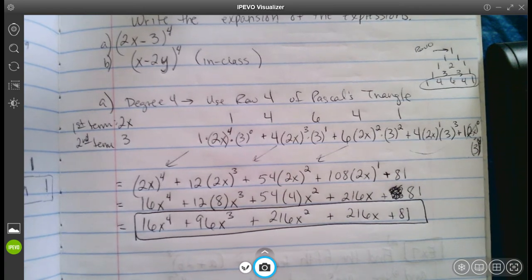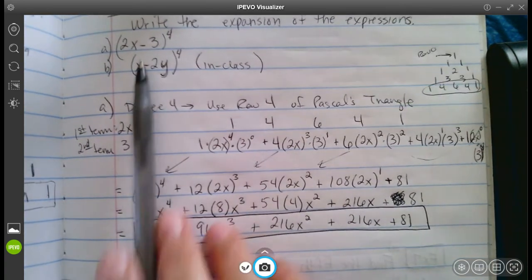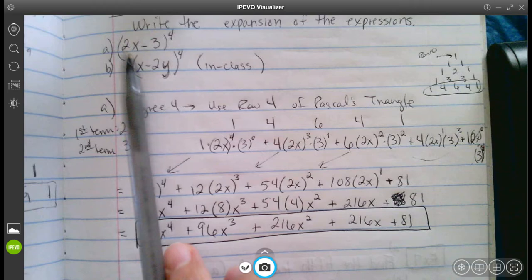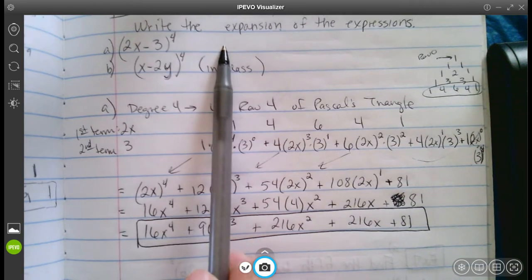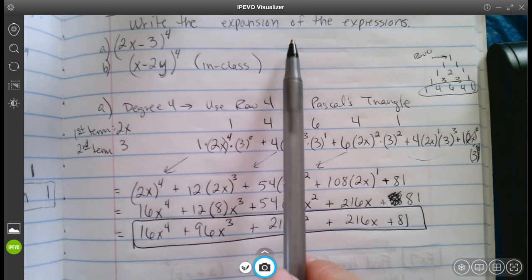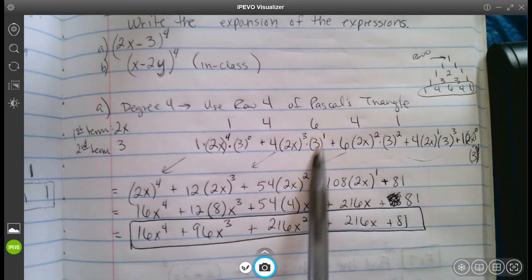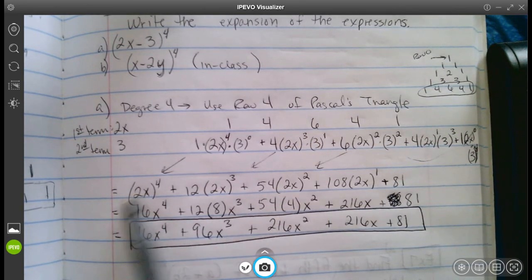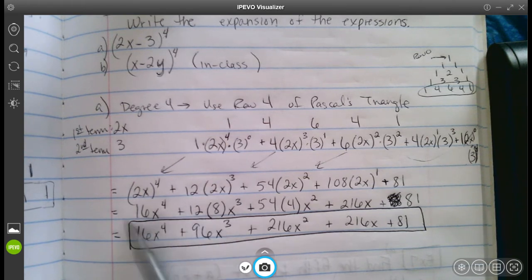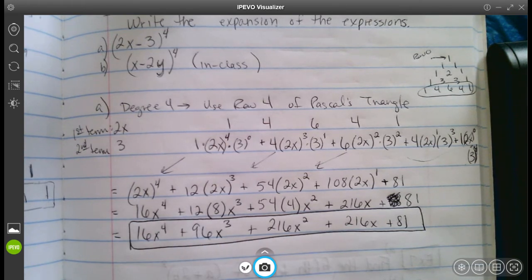So in other words, if you had multiplied this right here 4 times, so 2x minus 3 times 2x minus 3 times 2x minus 3 times the other one, 2x minus 3, you would have gotten this. And I know it might seem like, well, this is kind of a lot of work too, but once you get really good at this, it's actually a little bit faster.